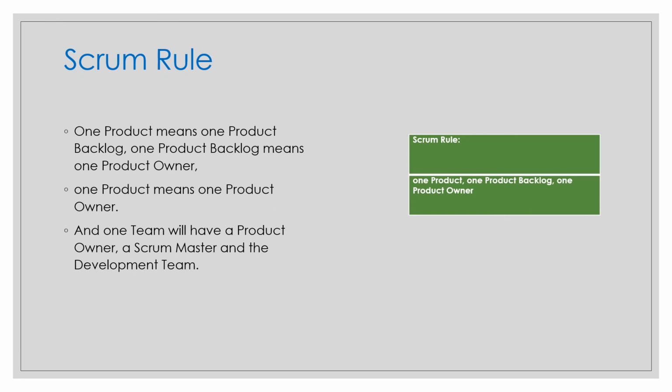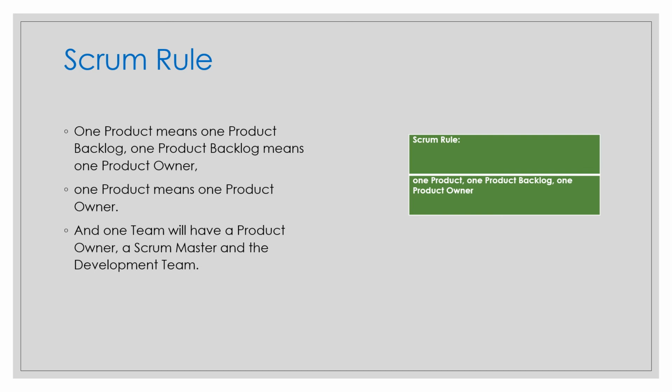One product means one product backlog. One product backlog means one product owner. A CT scanner machine is there. You have one product, right? For that one product, you have one product backlog, and one product owner. If you have one product, then one product owner, one product backlog, and one team will have the product owner, Scrum Master, and the developers.